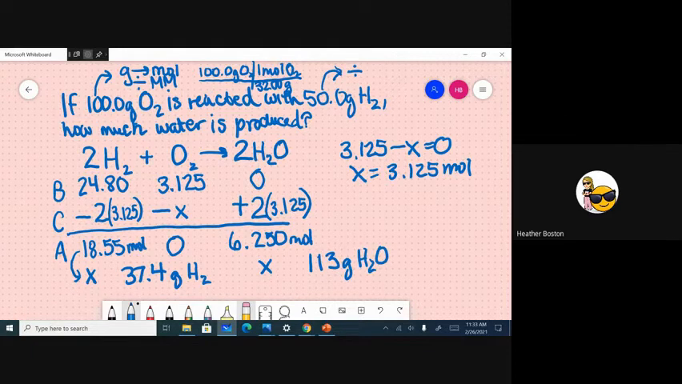So I started with 100 grams of oxygen and 50 grams of hydrogen, and I ended with 37.4 grams of hydrogen and 113 grams of water. That's how we do limiting reactants BCA charts. Now, I want you to take a second and recognize that if you try to do these problems without a BCA chart, it's really challenging. So we're going to try to stick with our BCA charts until we understand them.